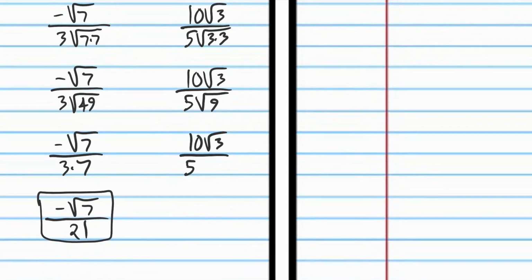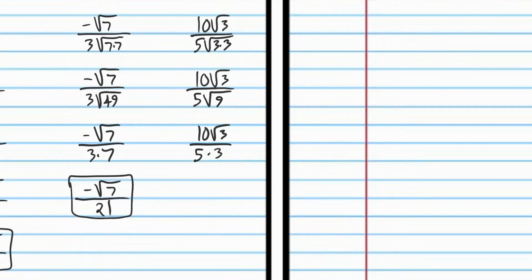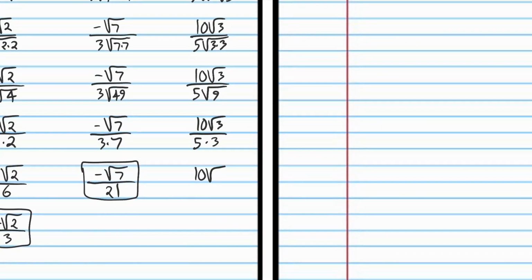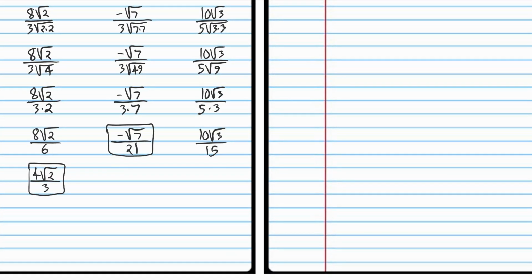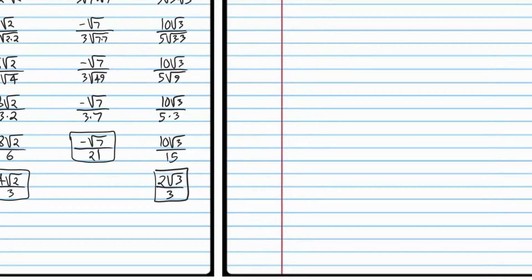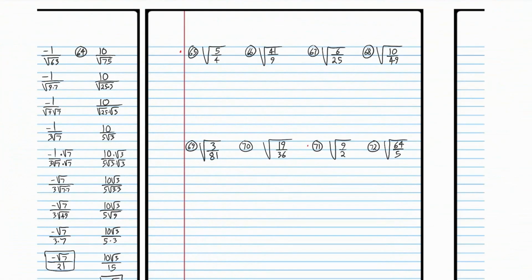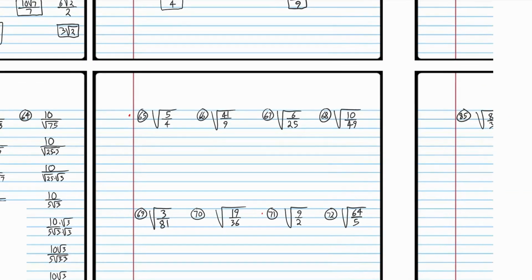√9 is 3. But we can reduce 10 over 15, so divide both sides of the fraction by 5, and we get 2√3 over 3. So if you got that answer, good job. All right, on to number 65.